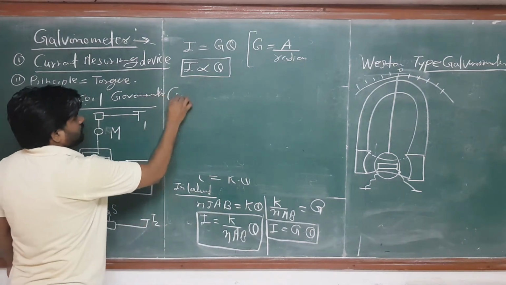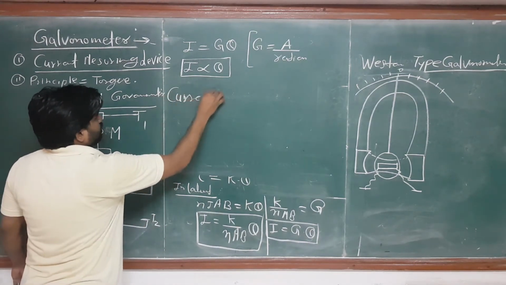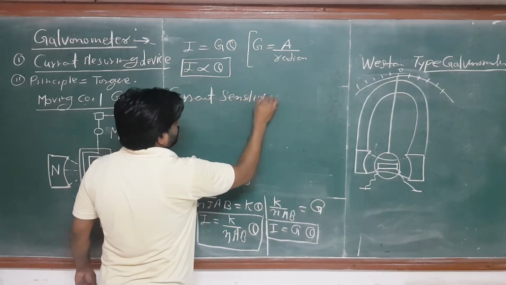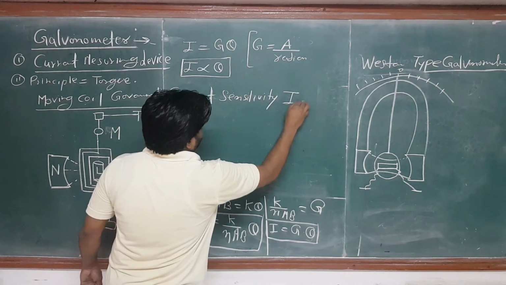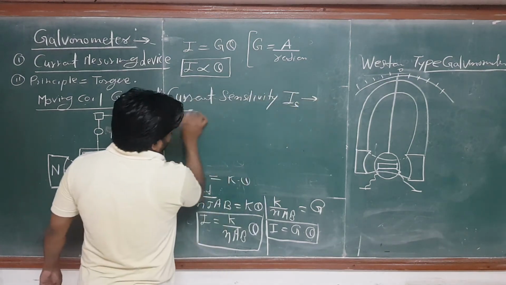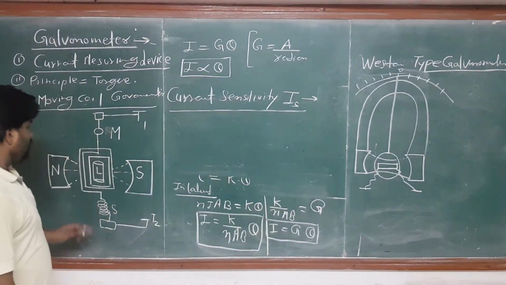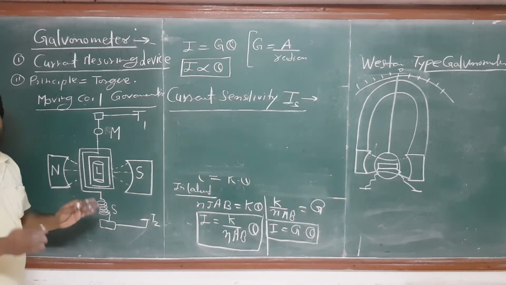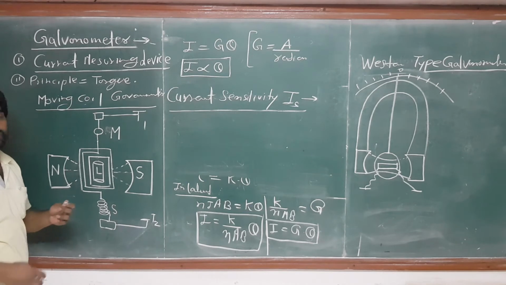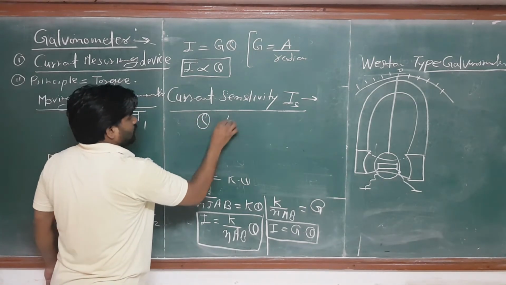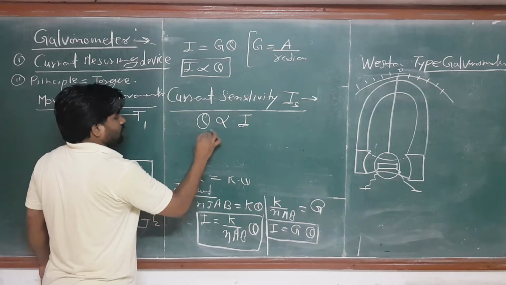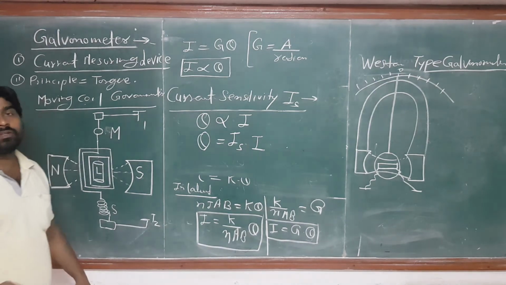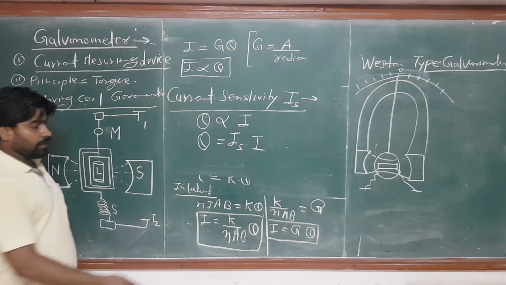Then the next topic is current sensitivity, denoted by the letter Is. And what is the current sensitivity? See, the rotation of the coil depends on the amount of current. First of all, if there is no current, then no torque, no coil rotation will come. So theta is directly proportional to I, so theta is equal to Is dot I, where this Is is called the current sensitivity. Okay.